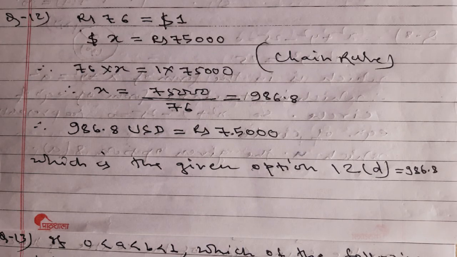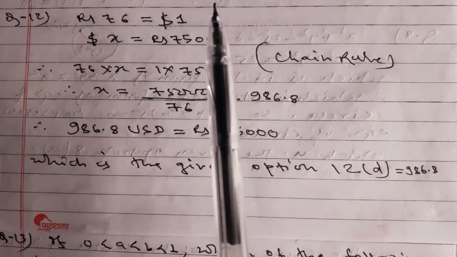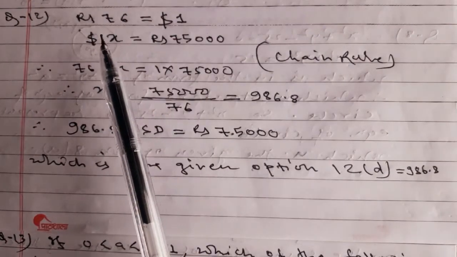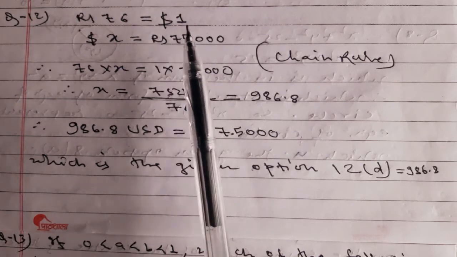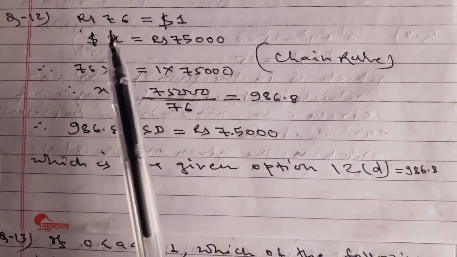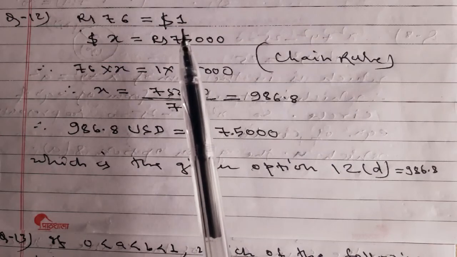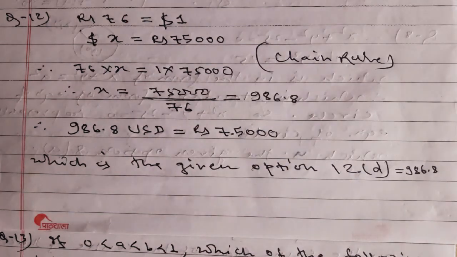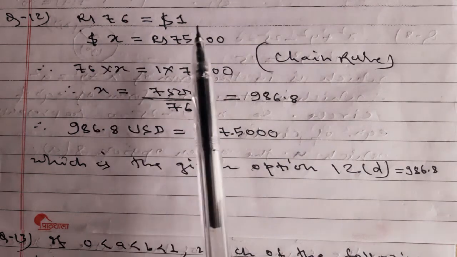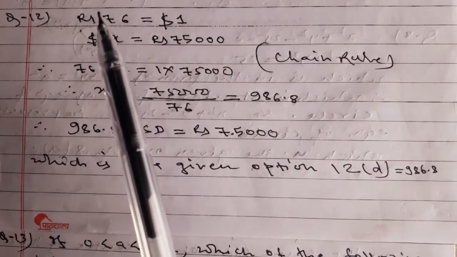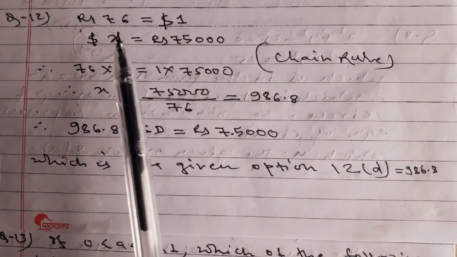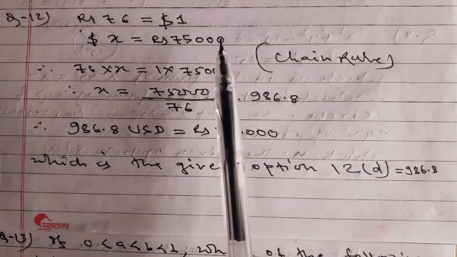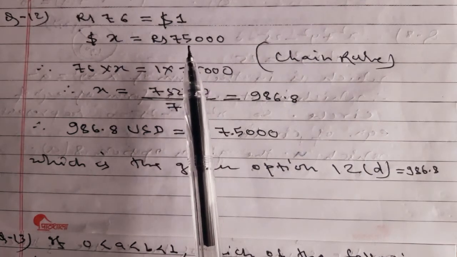Solution of question number 12. We are given the selling rate of USD, that means United States dollar. Rupees 76 is given equal to $1. That means the selling rate of dollar is given. Rupees 76 is equal to $1. The selling rate of dollar is given 76, that means $1 is equal to rupees 76. And we have to find the value of rupees 75,000. We have to convert rupees 75,000 into dollar.